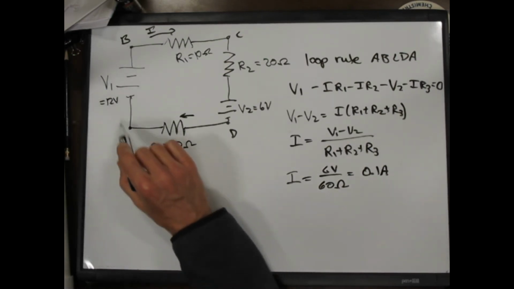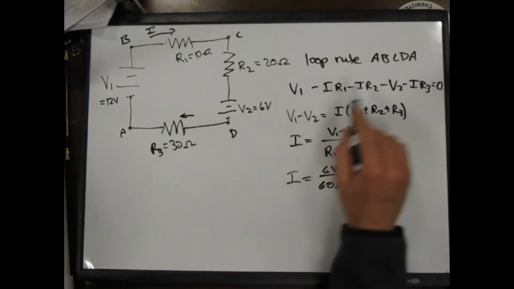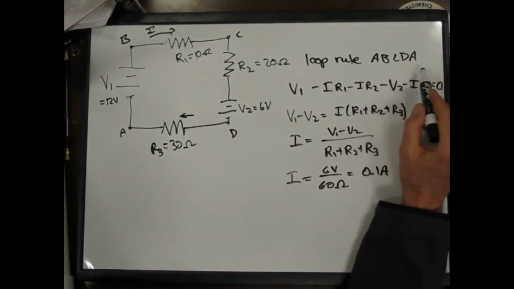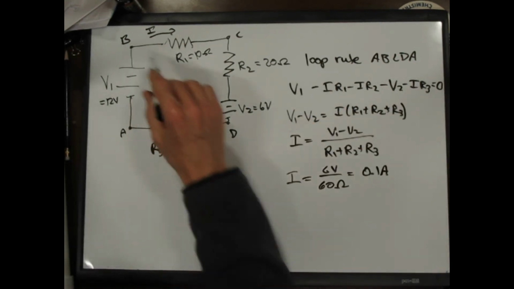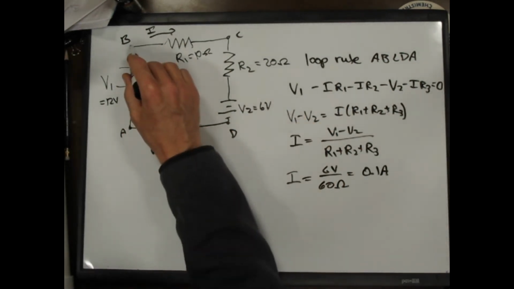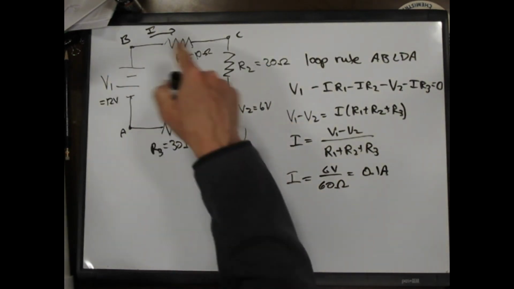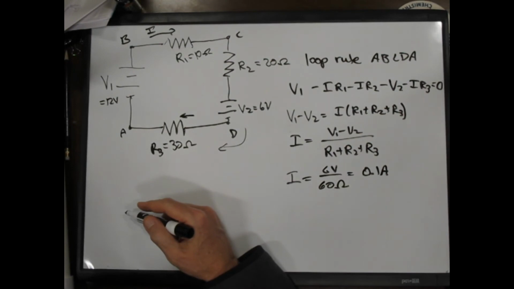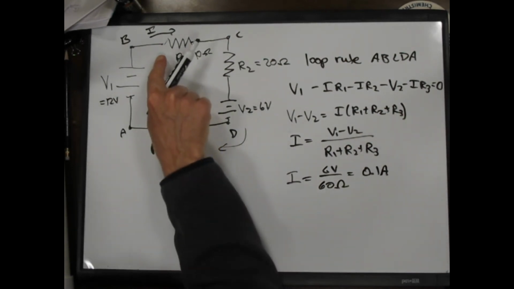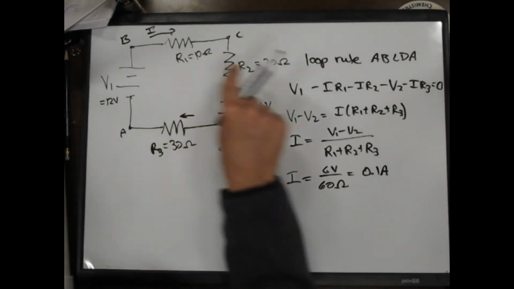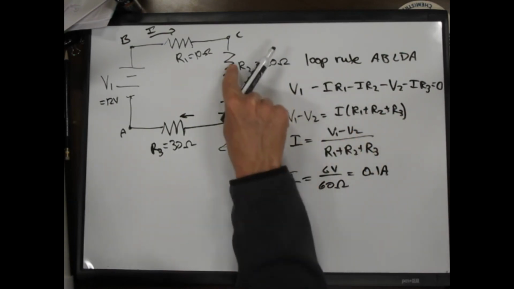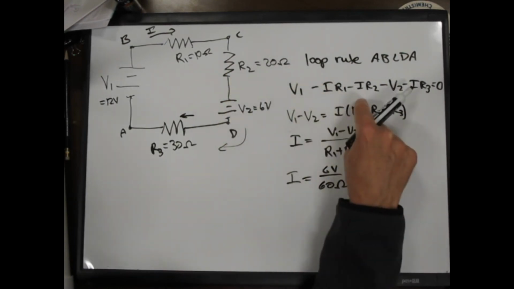And so if I label the corners A, B, C, D, then if I do a loop for A, B, C, D, and back to A, I have to get a change in electric potential that's 0, and so I get a plus V1 going from here to here. And then since I chose the current this way, right, clockwise going around the circuit, I could have picked it the other way. Then I get a minus IR1. It's all in series, so everybody gets the same current, minus IR2.